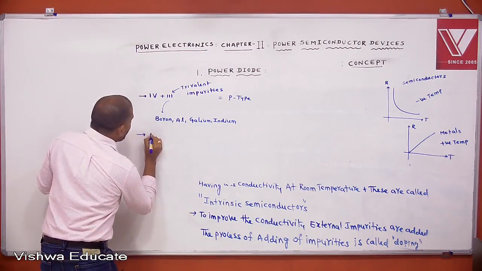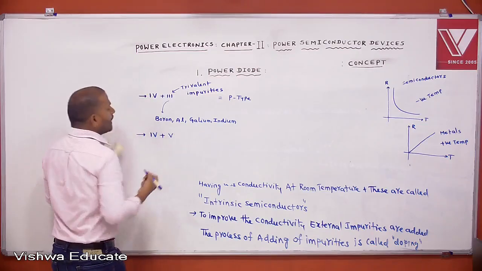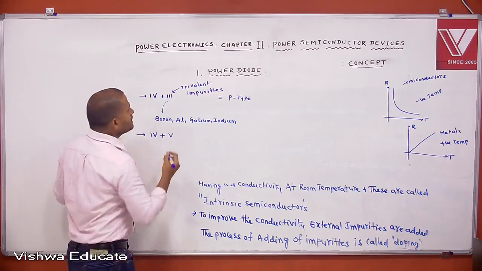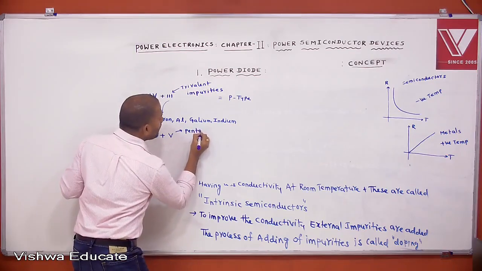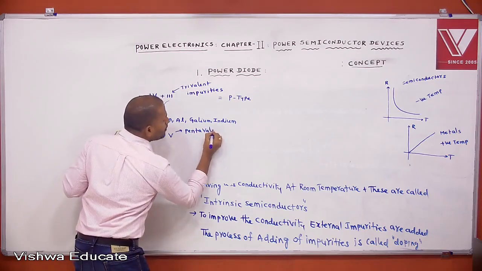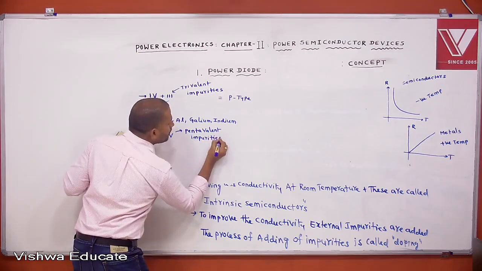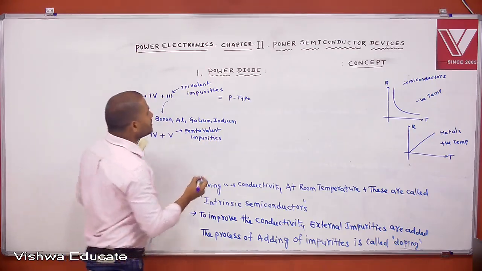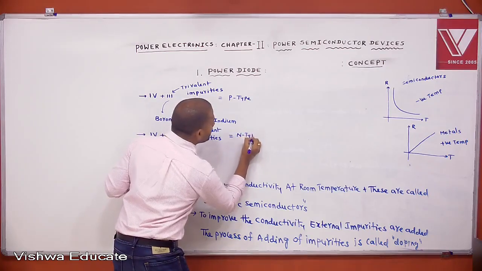For fourth group elements, if we add fifth group elements, these are pentavalent impurities. Then it becomes which type of semiconductor? N-type semiconductor.